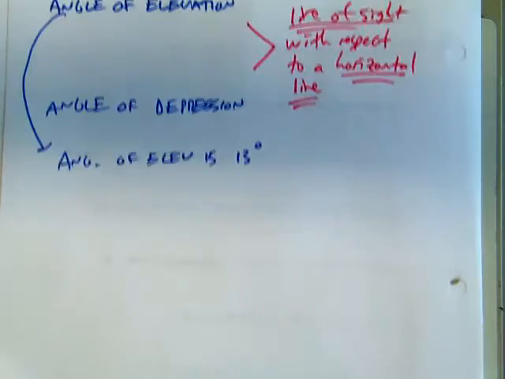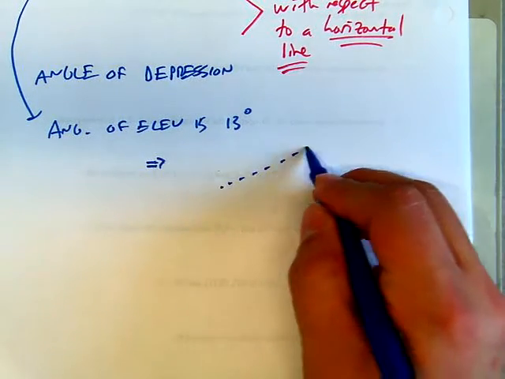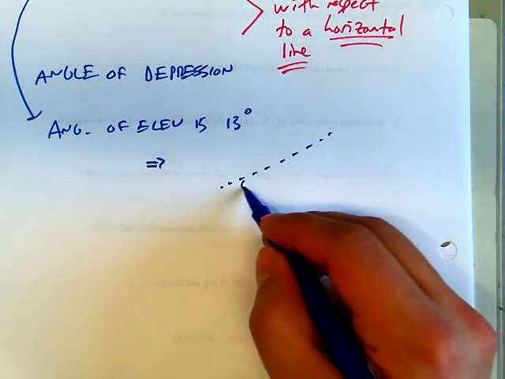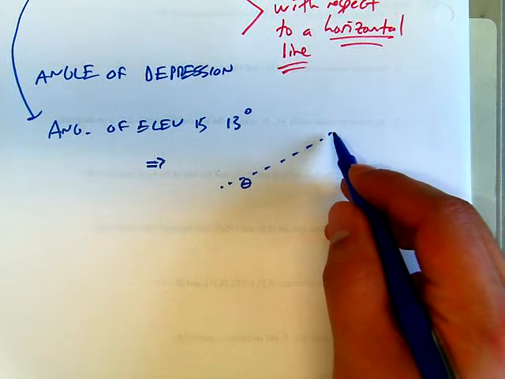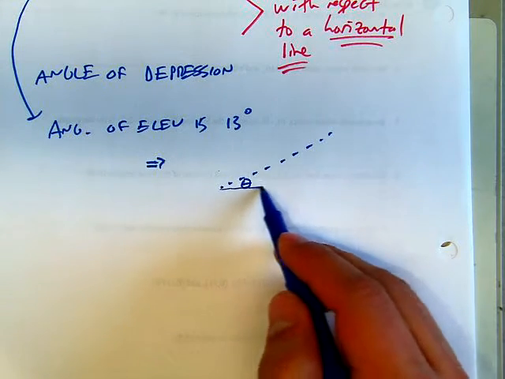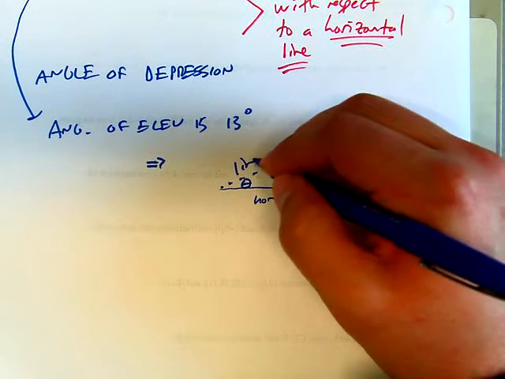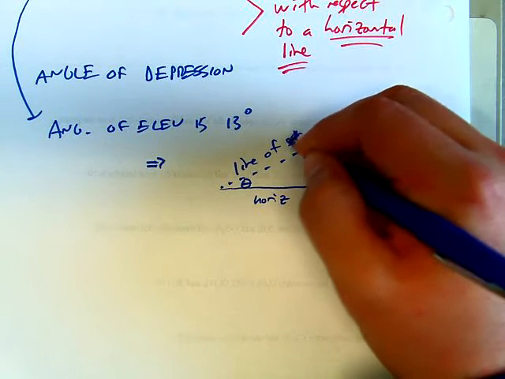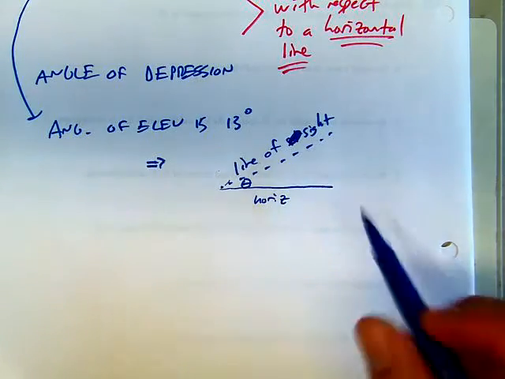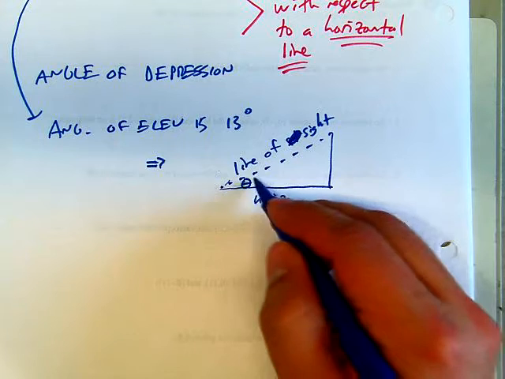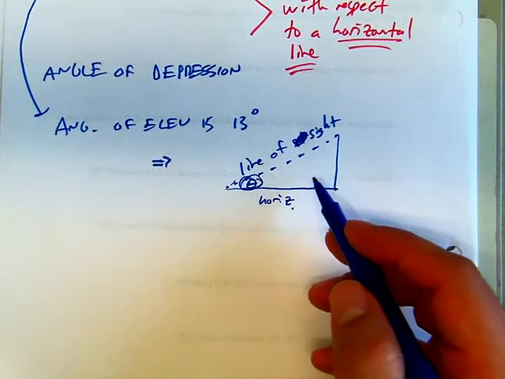is 13 degrees. Okay, then that means that you have some scenario where we're looking from the ground up. So we're looking from the ground up at a target, maybe top of a roof, or top of a building, or top of a tree, or whatever. And here's your horizontal line, in this case maybe the ground. This is your line of sight. Okay, so here's your line of sight, here's your horizontal line, angle of elevation is right here. Okay, so as long as you put this angle in the right spot, solving the problem should be pretty straightforward.